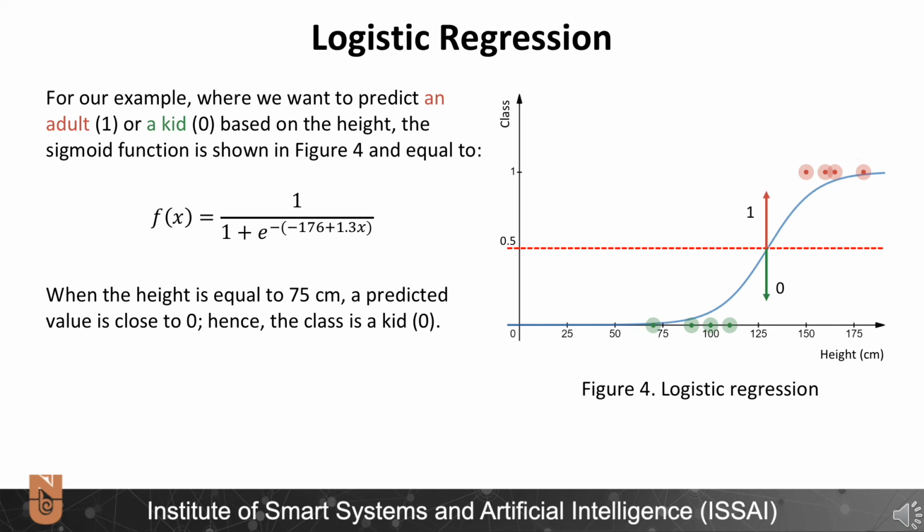For our example, where we want to predict an adult or a kid based on the height, the sigmoid function is shown in Figure 4. The function is equal to 1 divided by 1 plus e to minus (-176 plus 1.3x). When the height is equal to 75 centimeters, a predicted value is close to 0. Hence, the class is a kid.